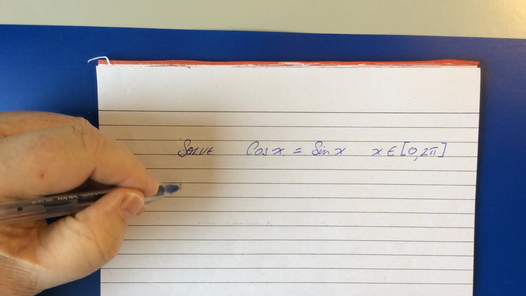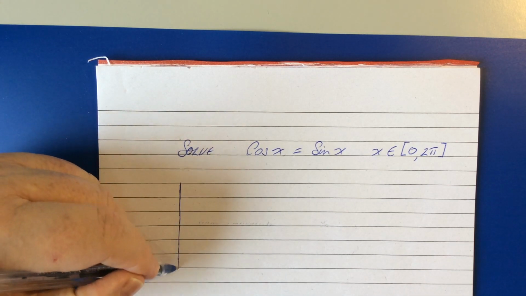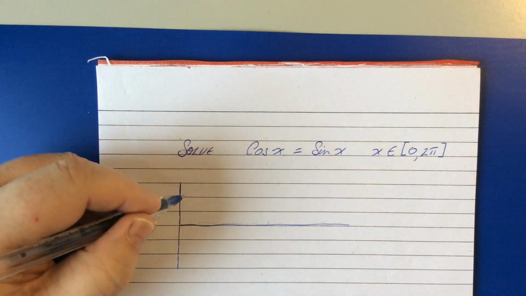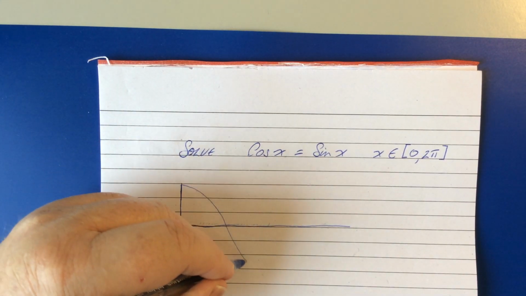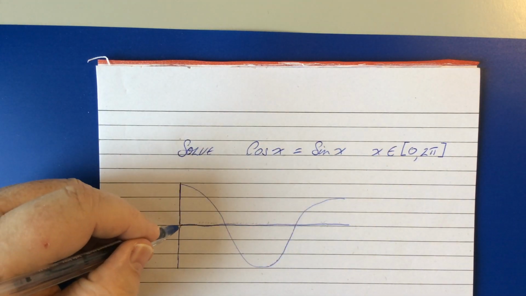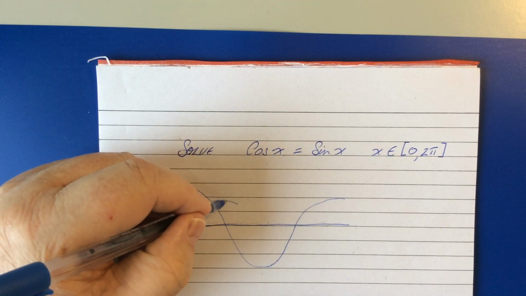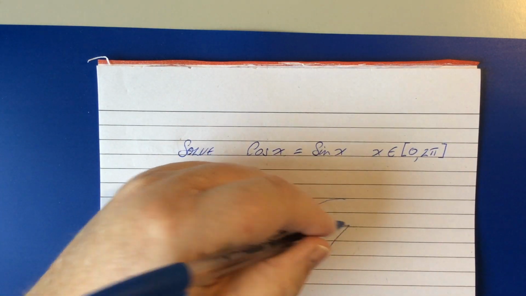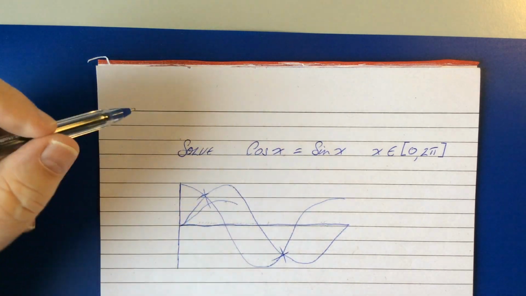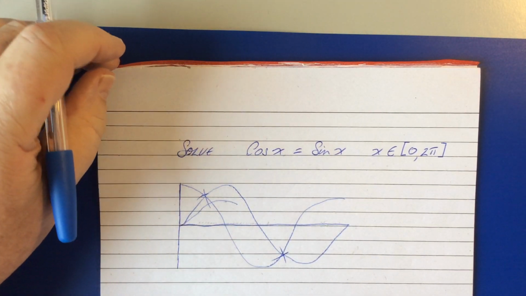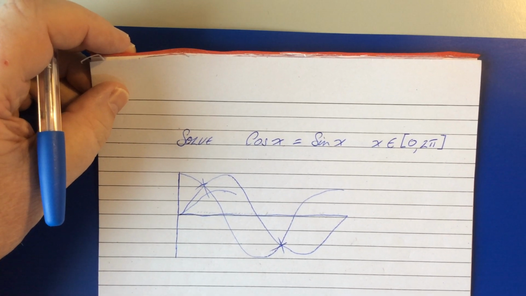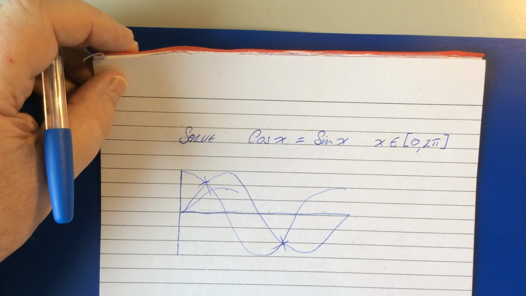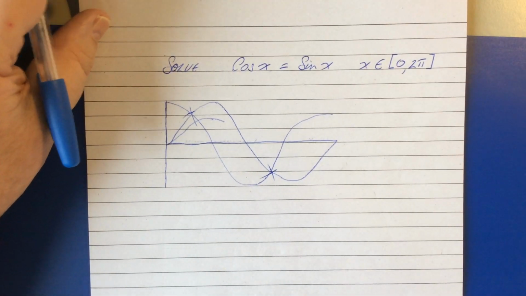Now, if I illustrate this very, very roughly, so please forgive this. A cosine graph looks like this, and a sine graph actually looks like this. So there are a couple of points at which these things hit each other, and so we're just going to try and work out what they are. So how do we go about this?